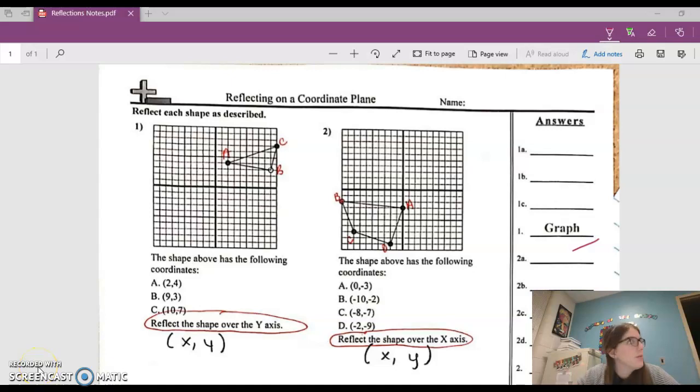Hello, today we're going to start talking about reflections. Reflections is when you take something and you can either reflect it over the y-axis, which means you'd flip it this way, or you can reflect it over the x-axis, which you'd flip this way.